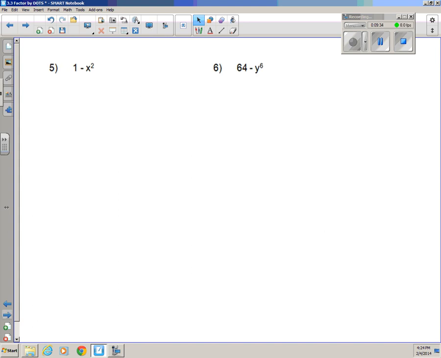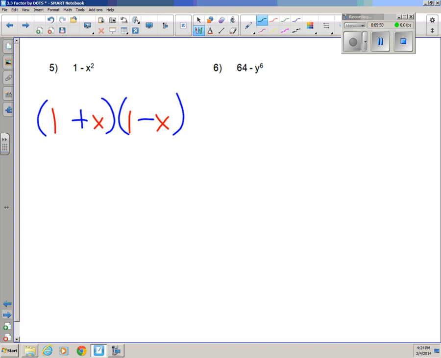Five, difference of two squares, absolutely. 1, don't forget, is a perfect square. Parentheses, 1 plus, 1 minus. The square root of 1 is 1 and 1. The square root of x squared is x and x. Finished.